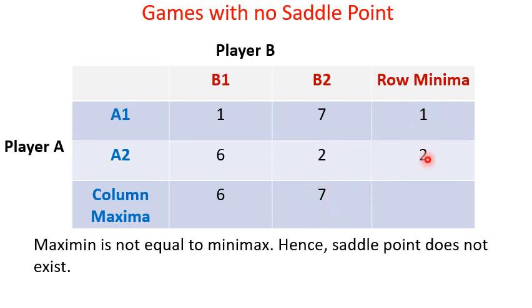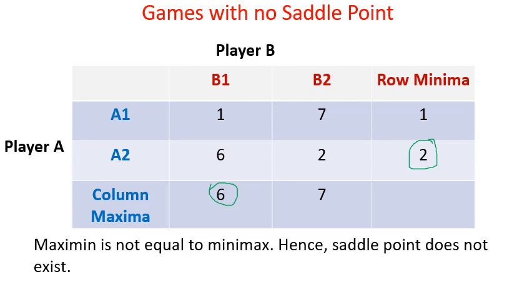So now you have to find the maximin value and the minimax value. The maximum of the row minima is 2. You can see here this is the maximum, so this becomes the maximin value. The minimum of the column maxima is 6. As you can see, 2 is not equal to 6. So maximin is not equal to minimax, hence a saddle point does not exist.